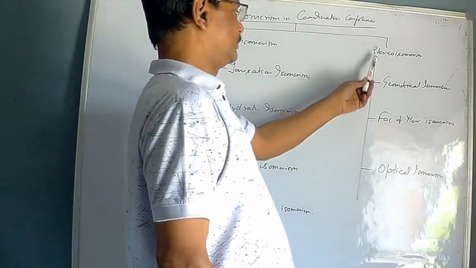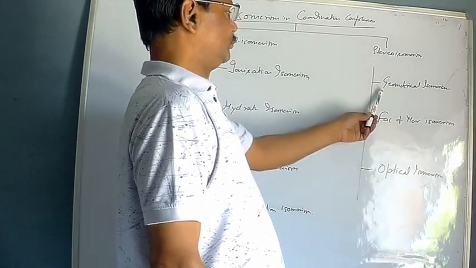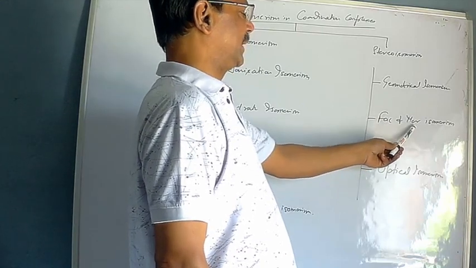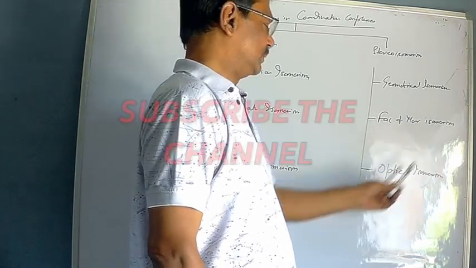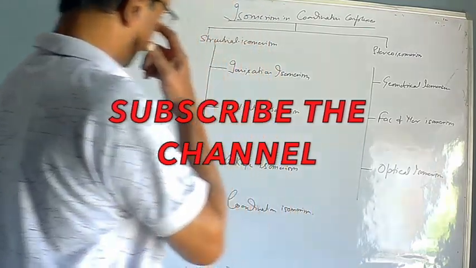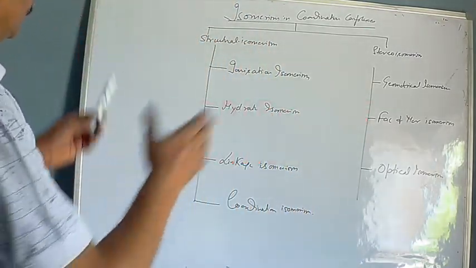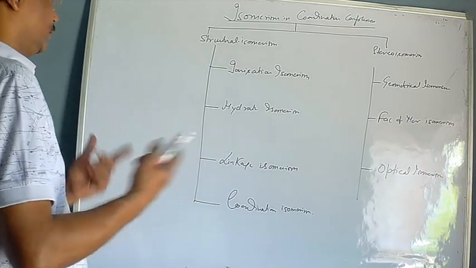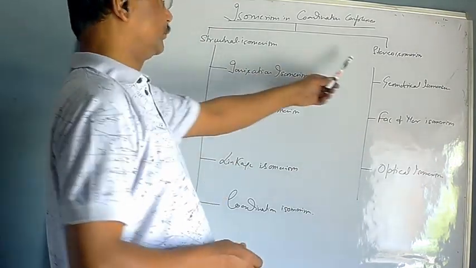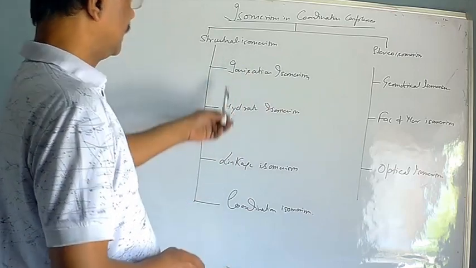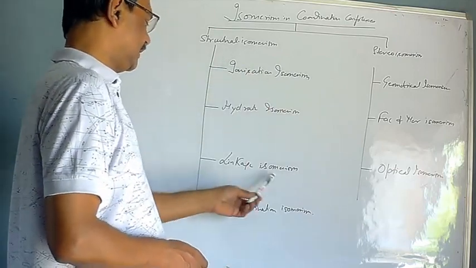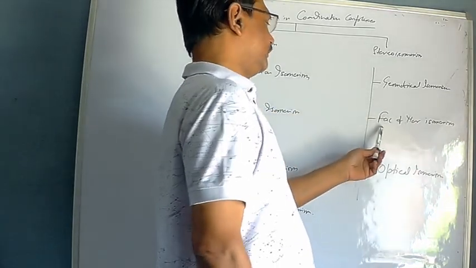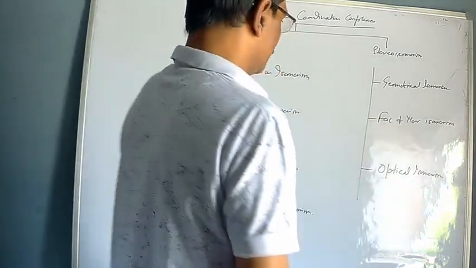Similarly, stereoisomerism has been divided into three types: geometrical isomerism, FAC and MER isomerism, and the last one is your optical isomerism. So class, this is isomerism at a glance. I repeat again, in coordination complexes, there are two types of isomerism, structural and stereo. Structural has four subtypes: ionization, hydrate, linkage, coordination. And stereo has three subtypes: geometrical, FAC and MER, and optical isomerism.